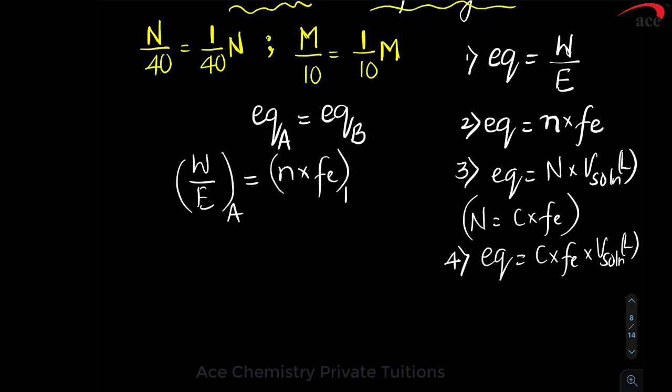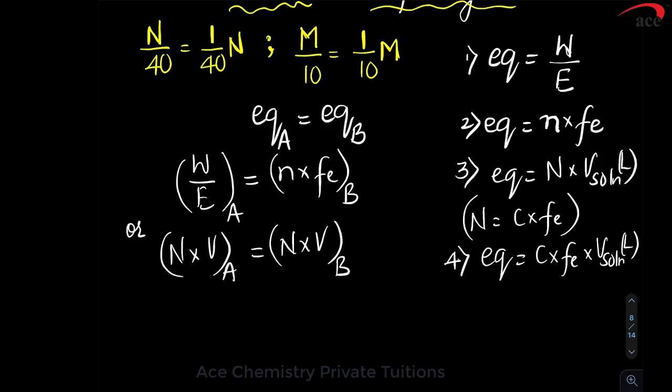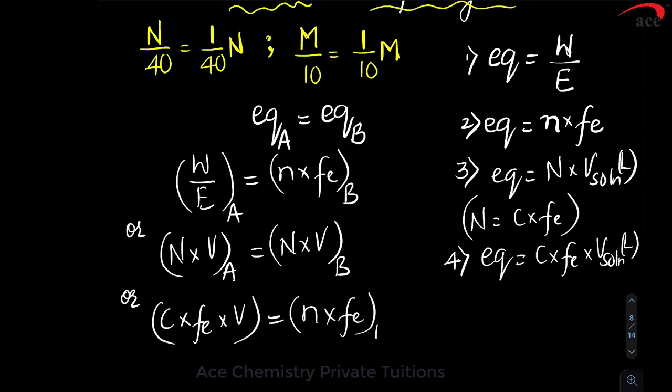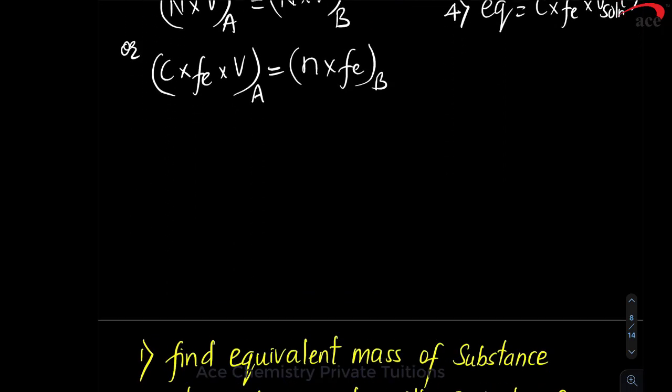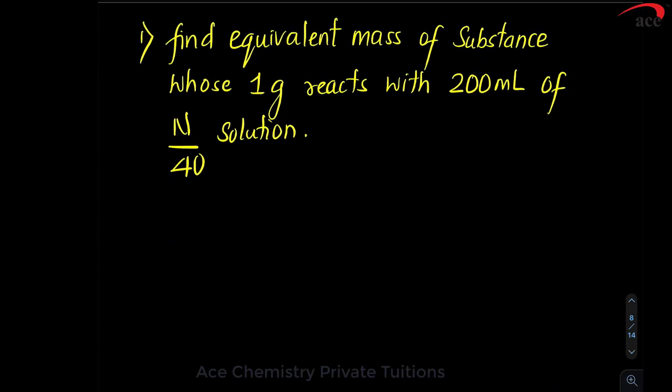So you can write down weight upon equivalent mass of A will be number of moles multiplied by factor of B, or you can write down normality multiplied by volume of A will be normality multiplied by volume of B, or you can write down molarity multiplied by factor multiplied by volume of A is number of moles multiplied by factor of B. Which formula will you apply? Depends on what the data is given.